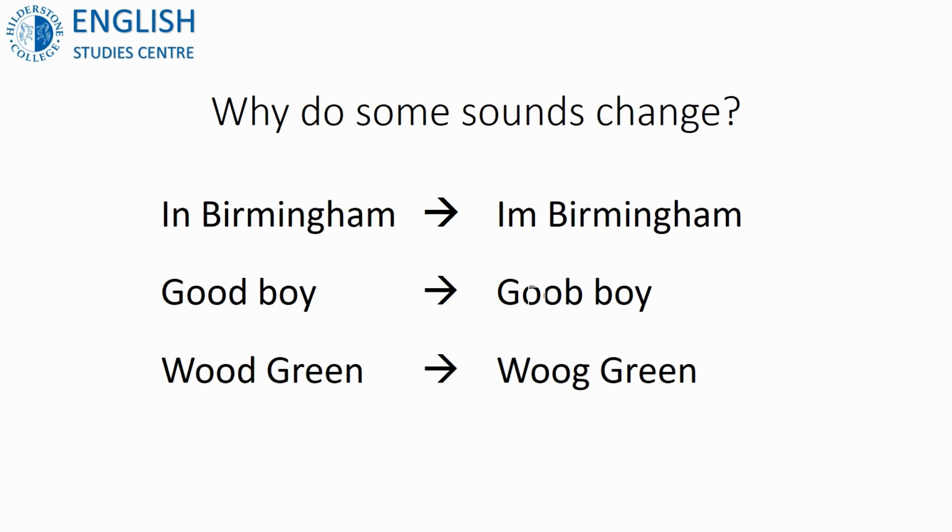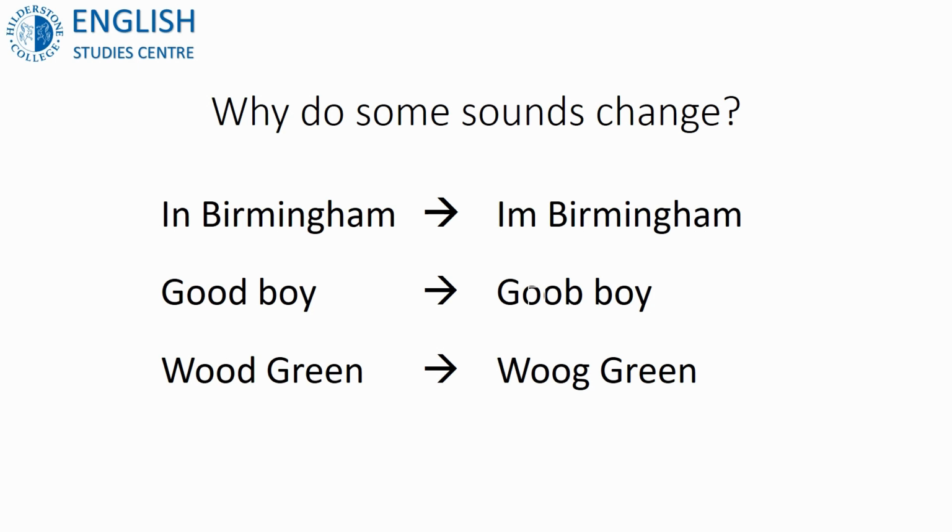Now what we're actually doing there is a little bit like the first example, changing the final sound of the first word to be more like the first sound of the second word. That's another word beginning with B. So what we do is change the D of good to a B that then moves easily into the B of boy, "goob boy".